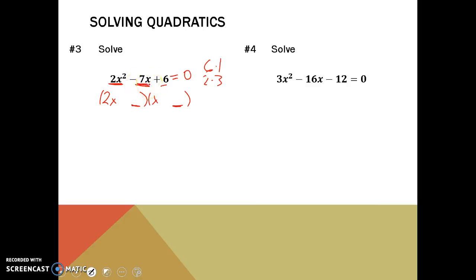So I think if I put negative 3 here and a negative 2 here, negative 3 times negative 2 does give me a positive 6. And then this is negative 3x. That's my inside terms.